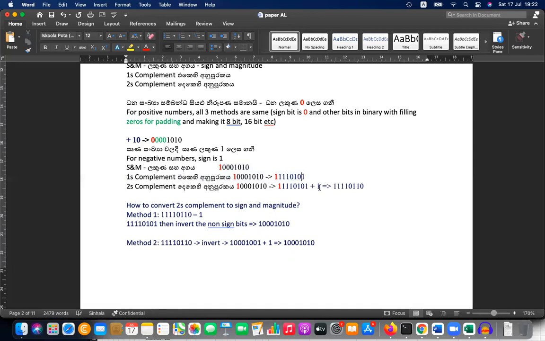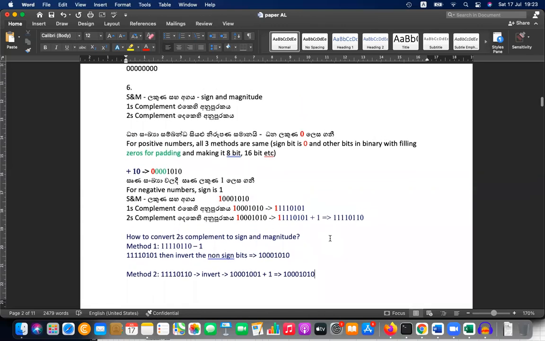From sign and magnitude to 2's complement: invert and add 1. Then you have the 2's complement. From 2's complement, invert again, add 1, and you have the sign and magnitude. Sign and magnitude, invert, add 1, you'll get 2's complement. 2's complement, invert again, add 1, you'll get sign and magnitude. That is one good method of converting and deconverting. You can write down this part also.